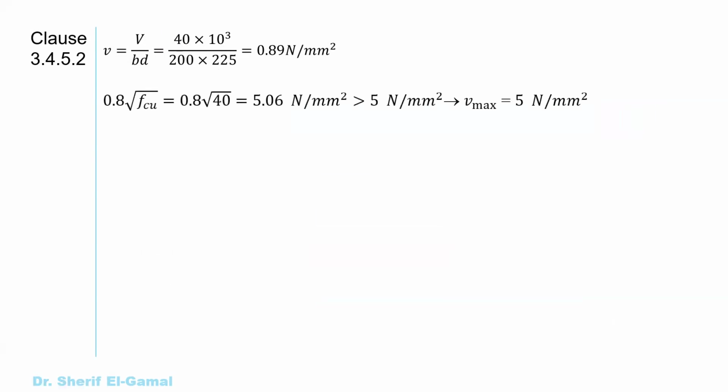Then we have to compare this shear stress with the maximum shear stress, Vmax, which is 0.8 square root of FCU or 5. In this case, FCU is 40, so 0.8 square root of FCU gives us 5.05. This is greater than 5, so we take the minimum. So Vmax in this case is 5 megapascal or Newton per millimeter square. We can see that the shear stress is less than Vmax. It means the dimensions of the beam are okay and we can continue the design.